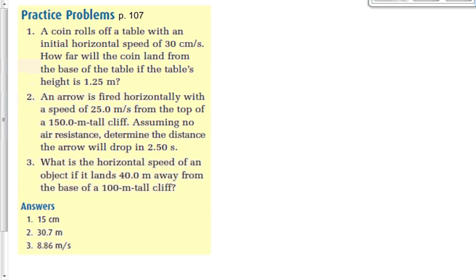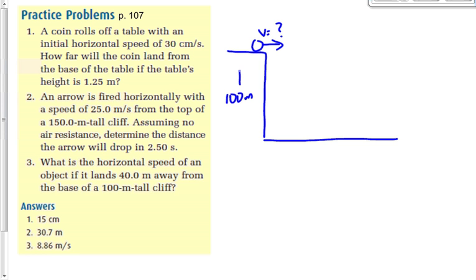Okay, let's take a look at number 3 here. What's the horizontal speed of an object if it lands 40 meters away from the base of a 100-meter tall cliff? Here's the cliff. We're looking for the horizontal speed of the ball. The cliff is 100 meters high. It follows a parabola here and lands 40 meters away from the base of that cliff. You've got to figure that's going to be pretty fast, right? It's got to be moving pretty fast if it lands 40 meters away from the cliff.